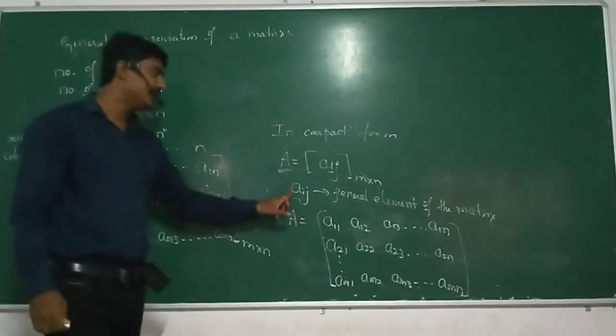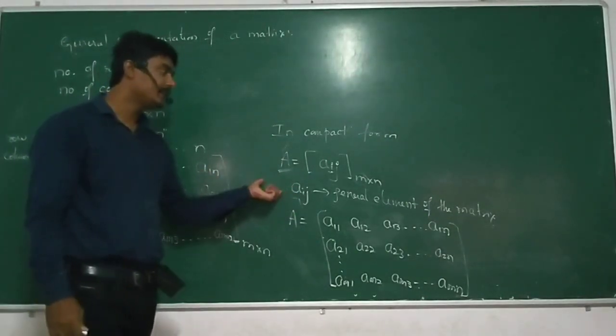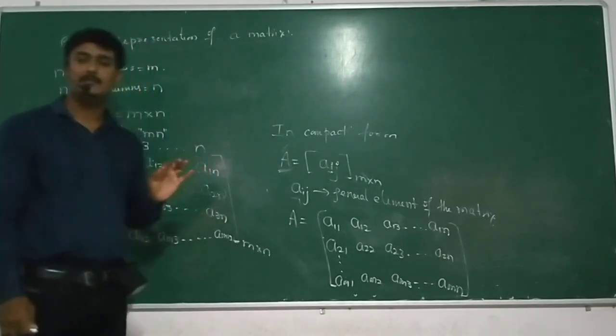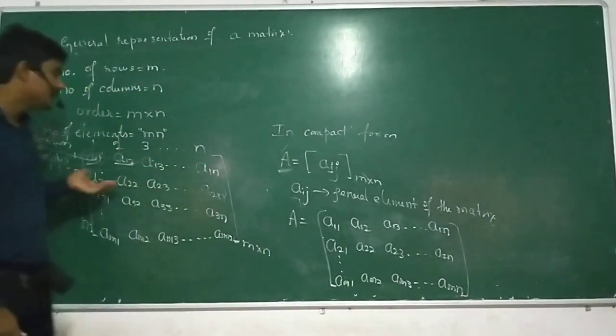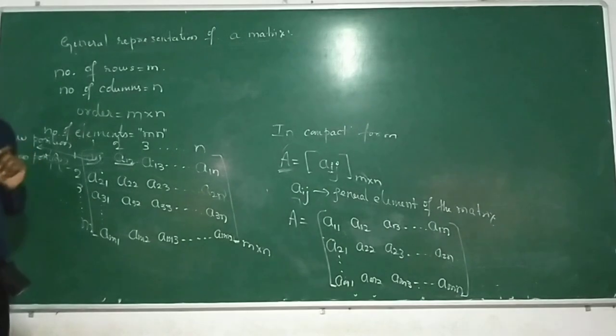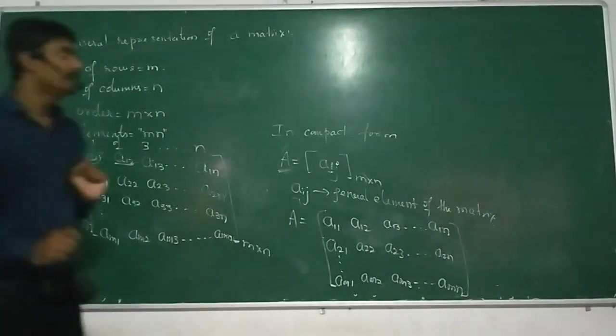And what is this Aij called? This Aij is called the general element of the matrix, using which we can write down all the elements present in the matrix.